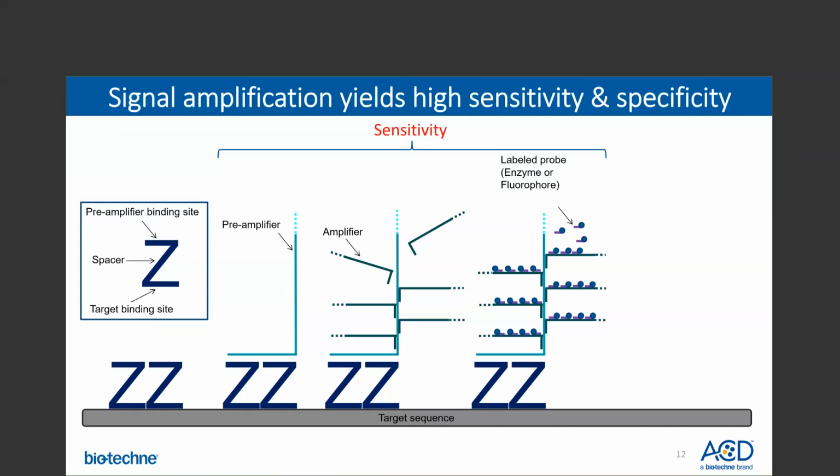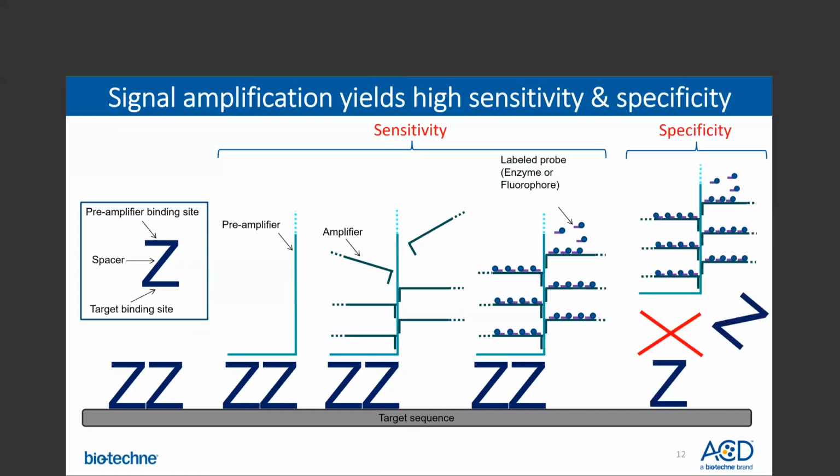The assay is also highly specific, and by that, what I mean is, in a scenario where you had only a single Z binding to your target sequence, there will be no signal detected because the amplification tree will not be able to build in a case where you have only one Z binding to the target sequence. So this is what contributes to the specificity of the assay. So the two parts achieved here are sensitivity and specificity of the assay.